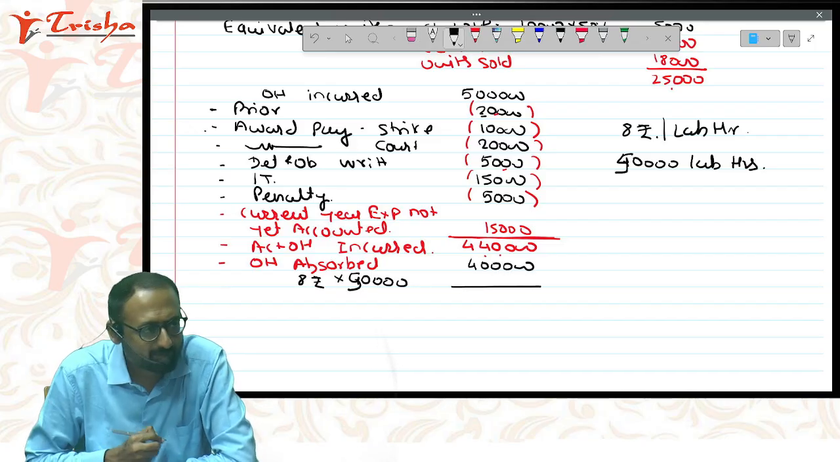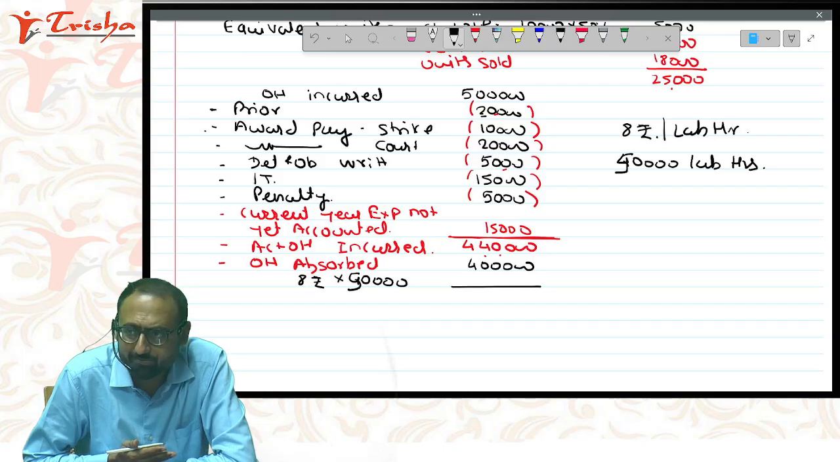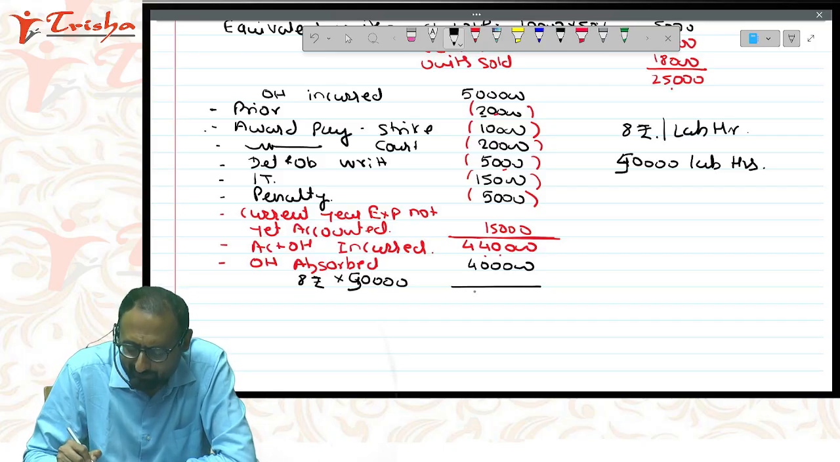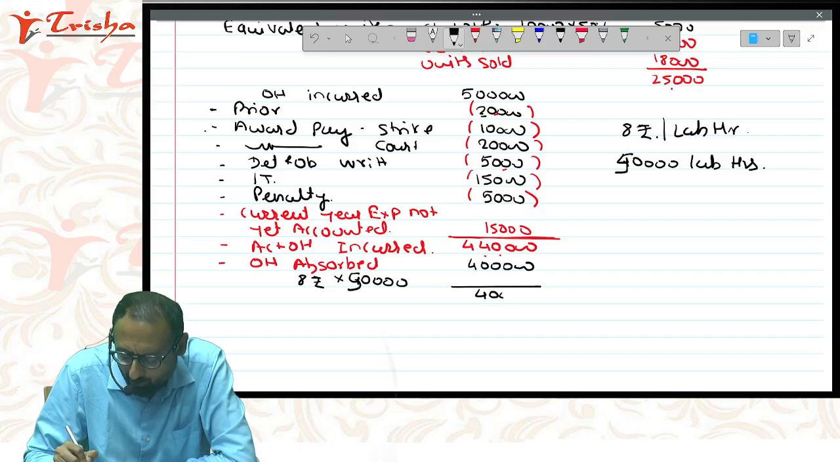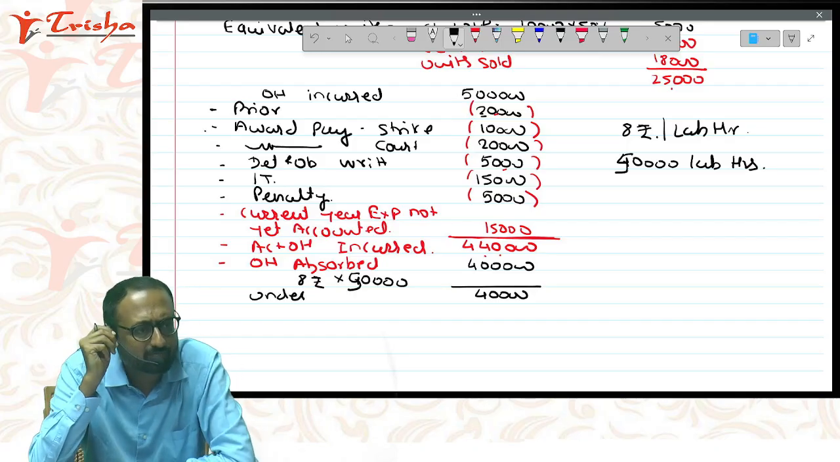Now tell me, under absorption or over absorption? Fast answer. Under absorption or over absorption, sir? Overhead incurred 4 lakh 40,000. Absorption is 4 lakhs. Under absorption or over absorption? Under absorption. How much under absorption, sir? 40,000. Then you will check the reason.